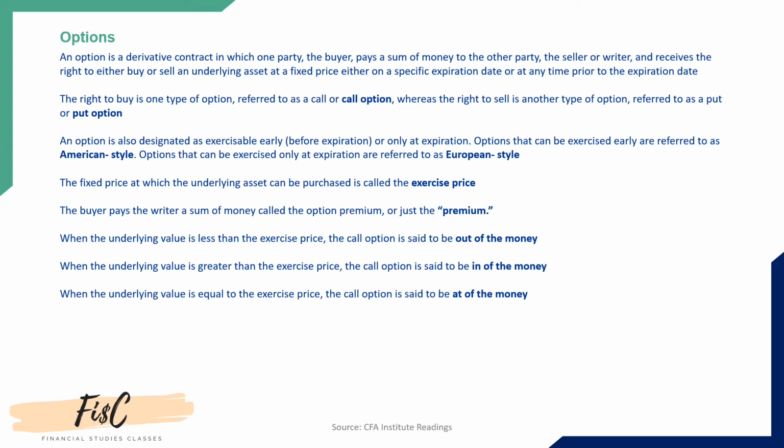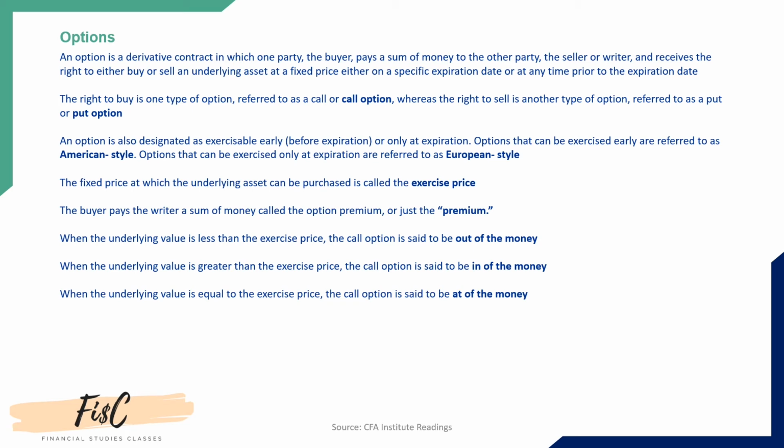There are some terms which we have to understand in options. One is called the exercise price. The exercise price is basically the fixed price at which the deal has been decided, that in the future the person with the right will buy or sell the underlying asset at that fixed price. The premium is the amount they are paying the writer of the option for the right they are getting.